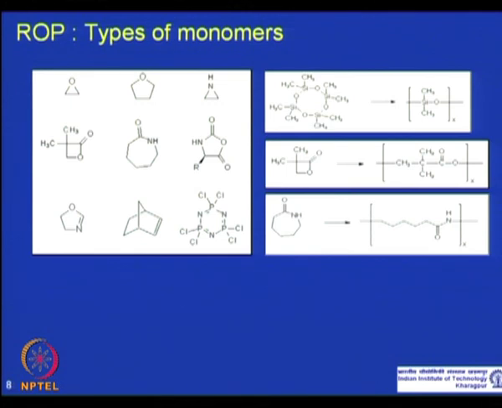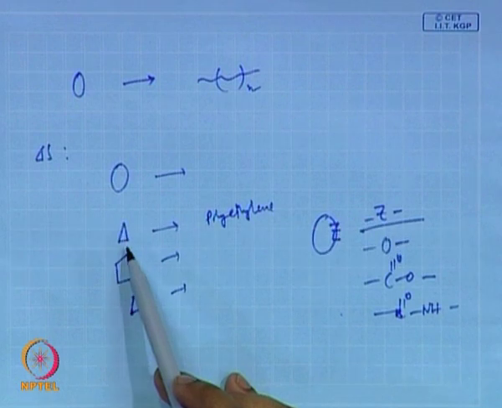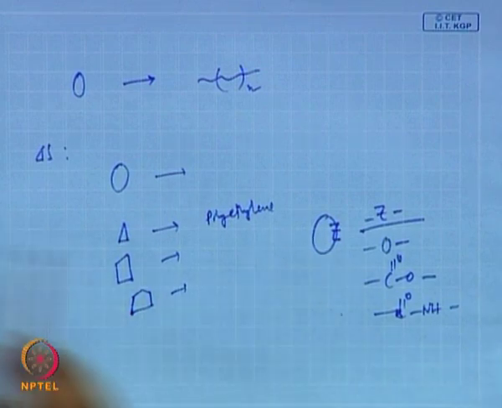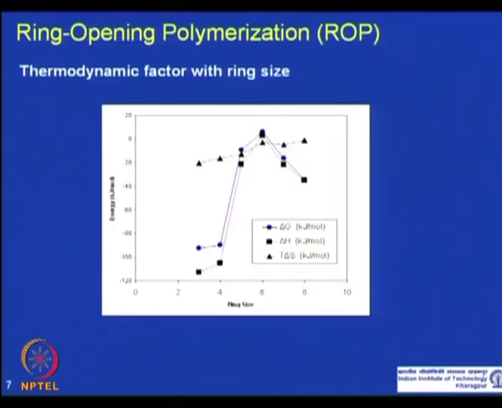Now, the chart of thermodynamic feasibility which we showed was for cycloalkanes, not this type of monomers where you have a heteroatom. So, the absolute values in this graph will change if we consider a cyclic ring having a heteroatom, but the trends more or less remain the same.